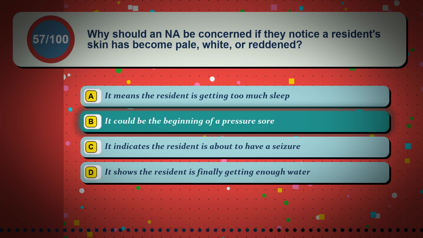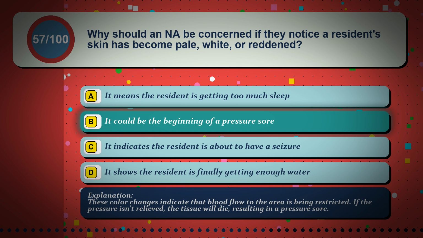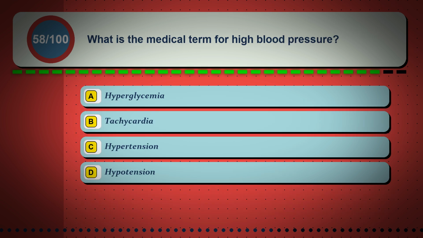The correct answer is option B. It could be the beginning of a pressure sore. These color changes indicate that blood flow to the area is being restricted. If the pressure isn't relieved, the tissue will die, resulting in a pressure sore. Question 58. What is the medical term for high blood pressure?